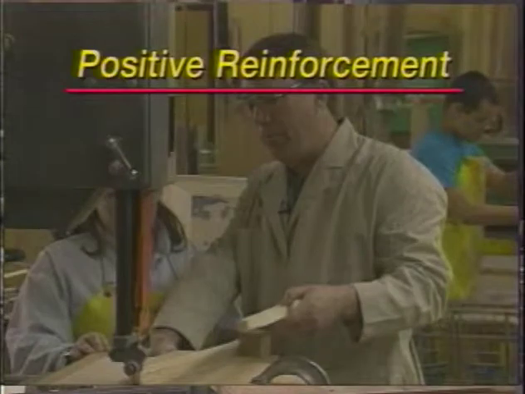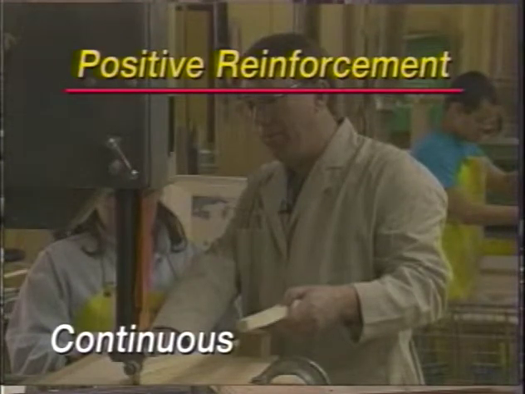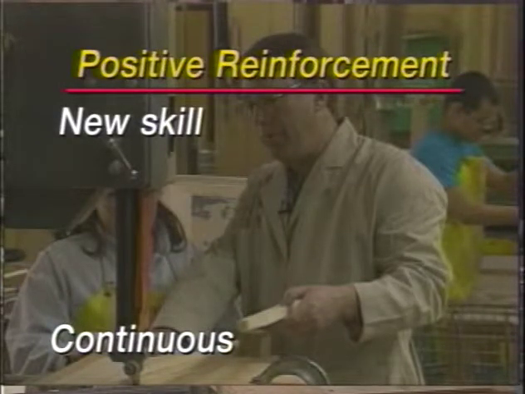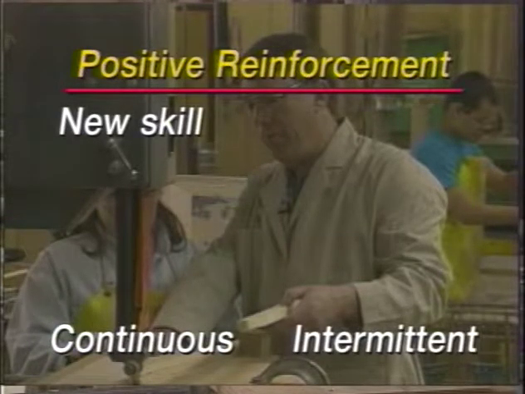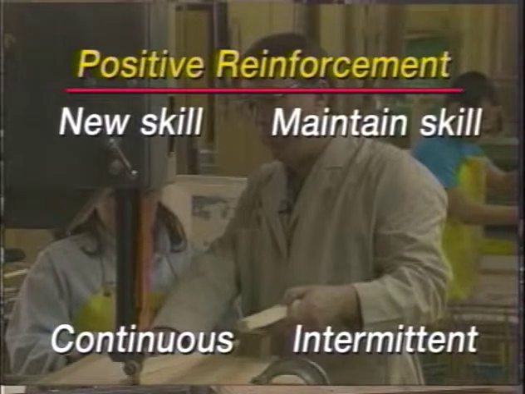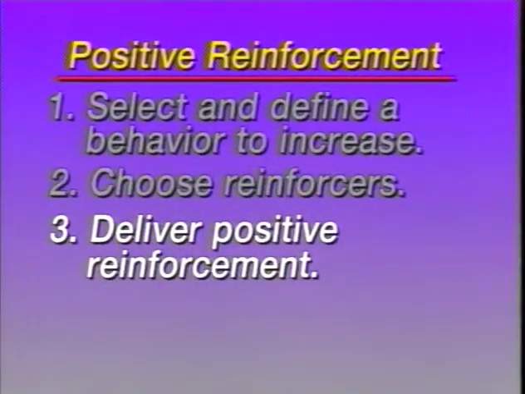Remember, use a continuous schedule of positive reinforcement when teaching a new skill. Use an intermittent schedule to strengthen and maintain a behavior. Move from a continuous to an intermittent schedule when the student can successfully perform the new skill. Use student success to guide your decisions.